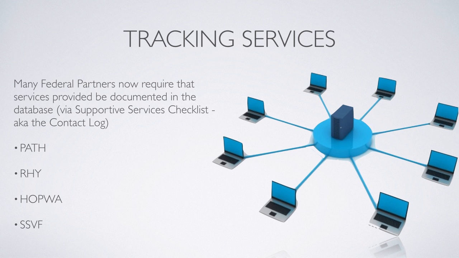ESG programs and HPRP programs in the past and COC-funded programs currently use supportive services checklists, also known as the contact log in HMIS, to track services that are delivered to clients. Now, different programs and federal partners are requiring that their programs do it as well. So, PATH programs, Runaway and Homeless Youth programs, HOPWA programs, and SSVF are all asking that their programs go into HMIS, or Mute's Awards database, and track those services so they can be reported out monthly, quarterly, and annually.